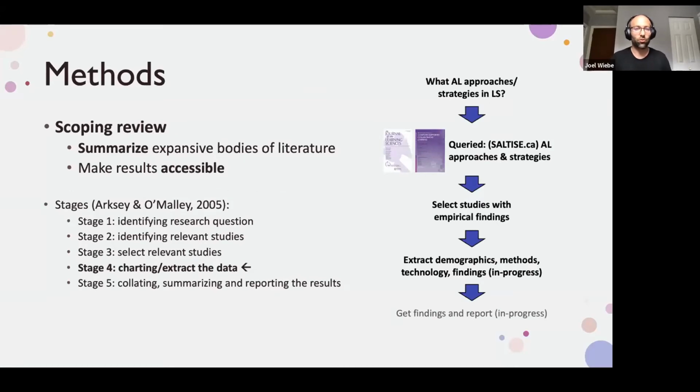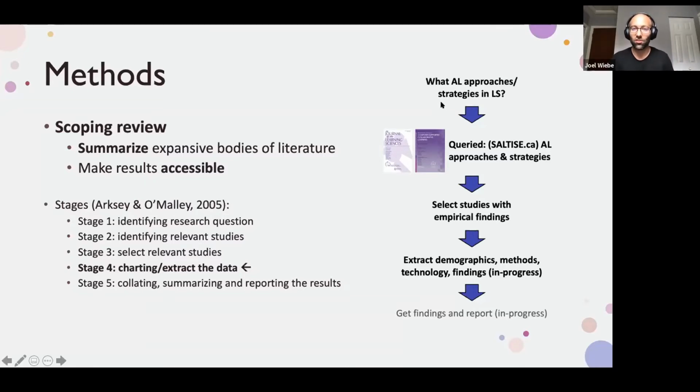The method that we chose for this is a scoping review, and a scoping review essentially takes a large body of literature, so many individual studies, and combines the findings together in a way that summarizes them and makes them more accessible. And this often takes the shape of 5 different stages, starting with identifying a question, identifying relevant studies, selecting from those studies the ones that we want to examine, extracting predetermined types of information, and gathering it together.